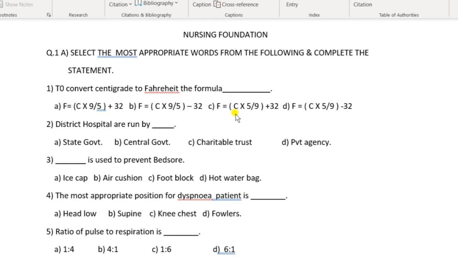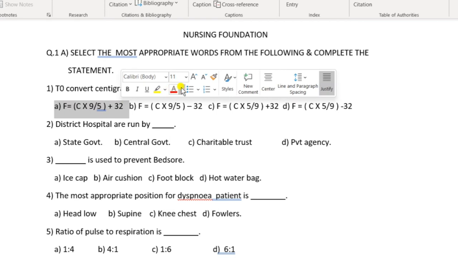C option is the Fahrenheit is equal to centigrade into 5 by 9 plus 32. And D option is the Fahrenheit is equal to centigrade into 5 by 9 minus 32. So answer is A. Fahrenheit is equal to centigrade into 9 by 5 plus 32.